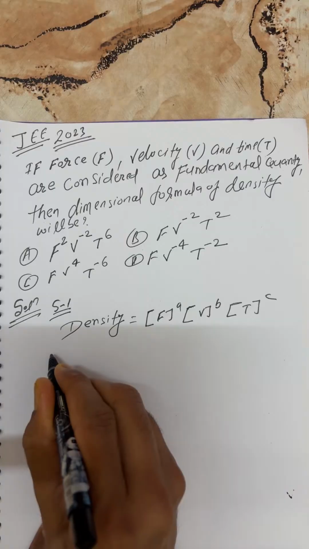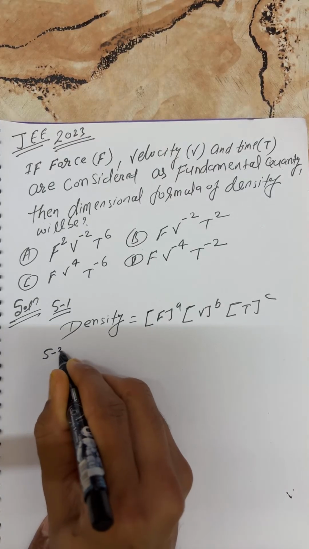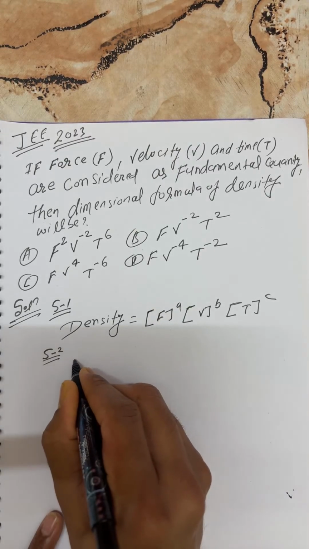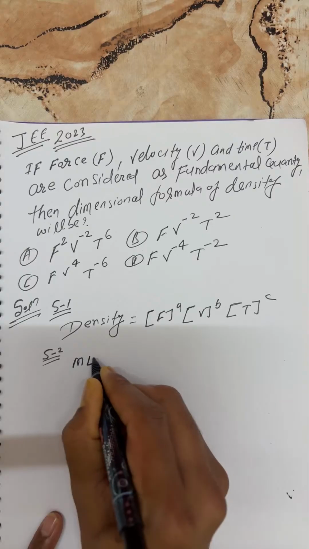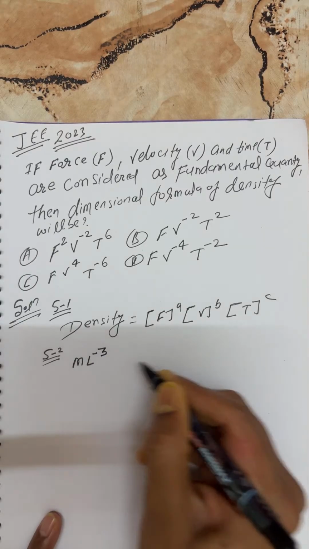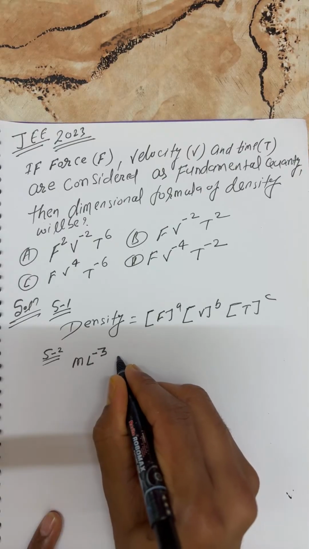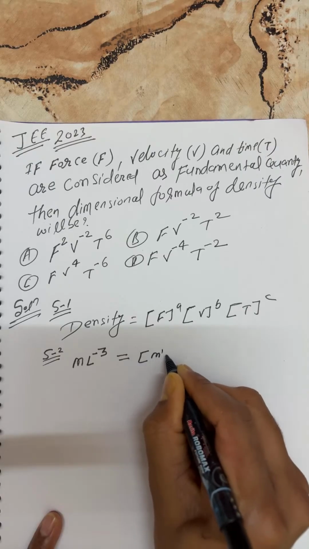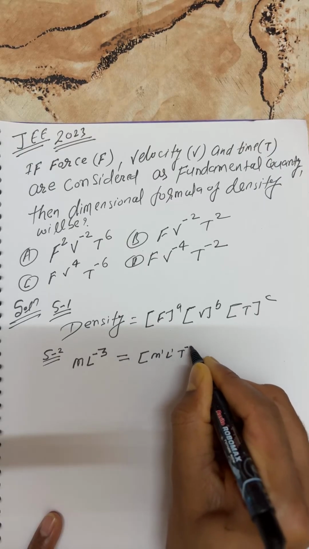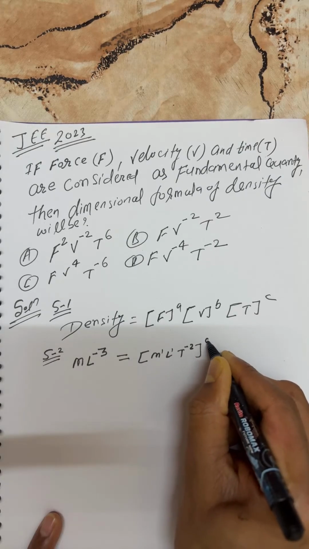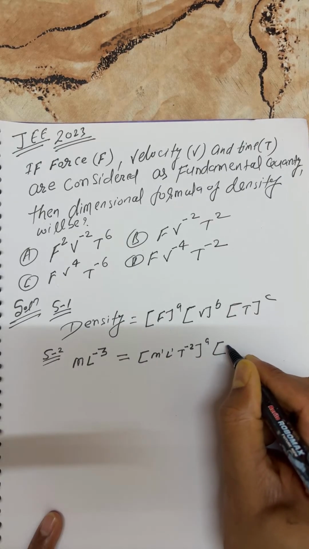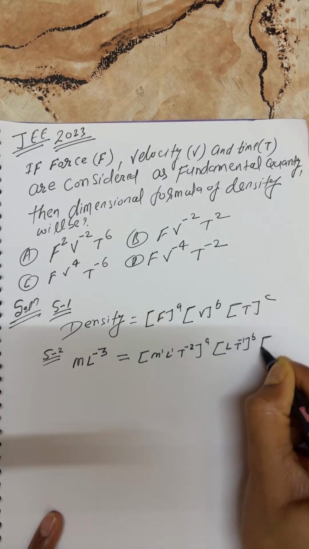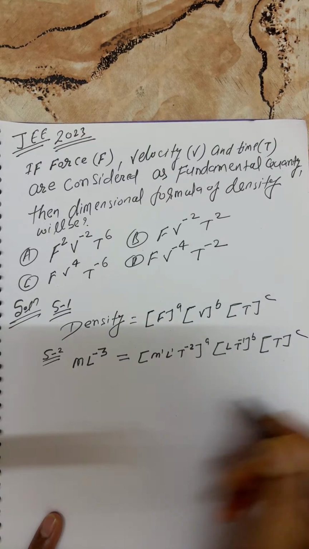So be active. Now we are at step two. Step two, kids, write down both side dimensional formulas. The dimensional formula of density, which I derived, is M L to the power minus 3. I am not deriving it again and again, only for time wasting. Now force is M to the power 1, L to the power 1, T to the power minus 2, entire to the power a. Velocity is L T to the power minus 1, to the power b, and time as usual to the power c.